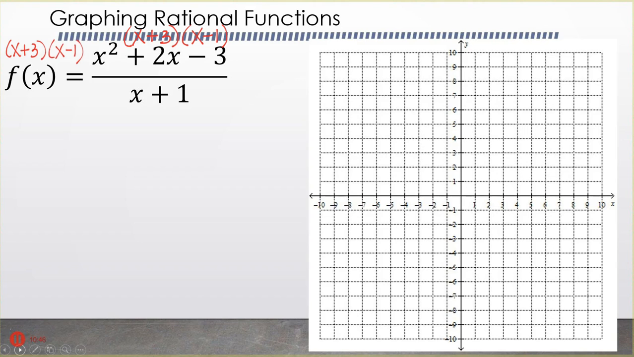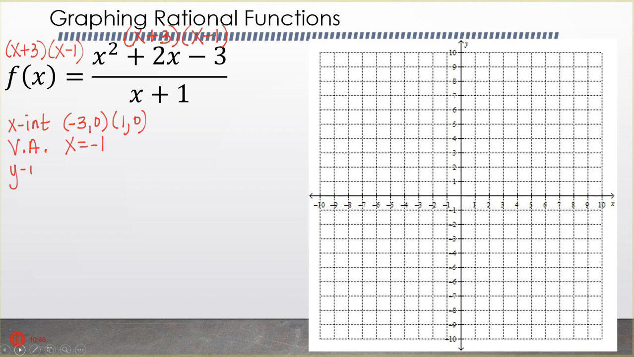Alright, so to find our x-intercepts or our roots, we need to look at our numerator. And when we set both of those equal to 0, we have 2. One is at negative 3, 0, and the other one is at positive 1, 0. Vertical asymptote, we only have 1 in this example. We set that x plus 1 equal to 0, and we get x equals negative 1 as my vertical asymptote.